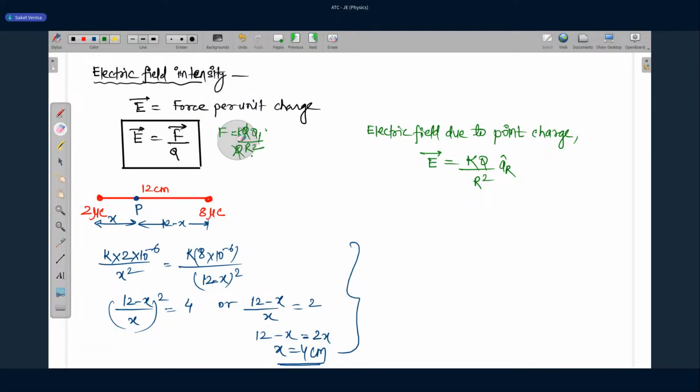So kq by r square is nothing but the electric field intensity due to a point charge. And the electric field is always in the radial direction, in the direction of r. The direction in which you have the force between the charges, the electric field will also exist in that direction.